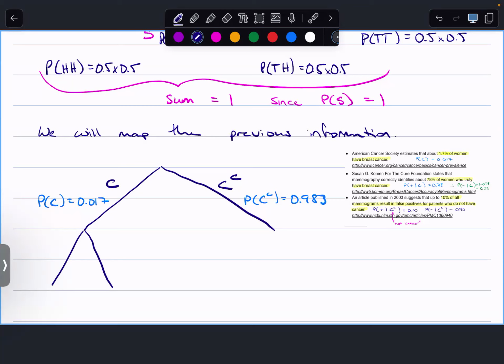My next set of branches: whether this patient has cancer or doesn't, they can test positive or not. Now, if you prefer, you could say the complement of plus, but I find that negative might be a little bit easier, right? Because it's only one stroke instead of 3. But it is the complement of positive. And if you don't have cancer, you can still test positive or you can test negative.